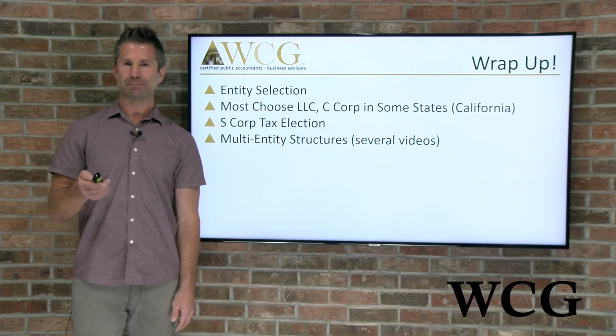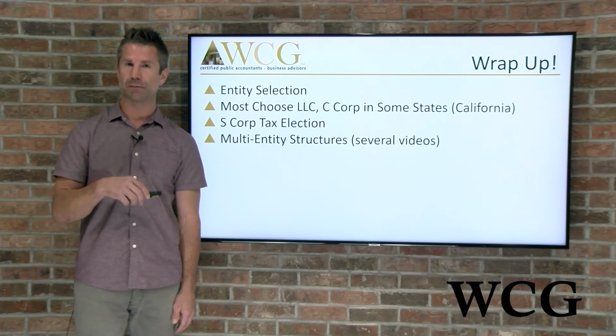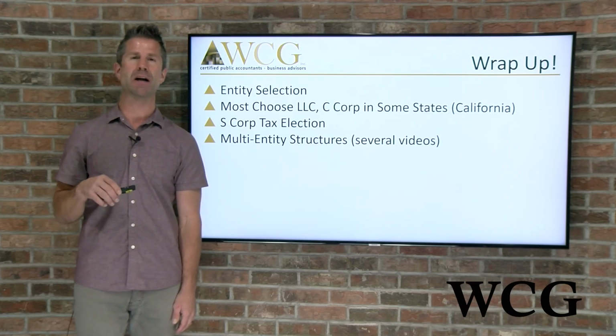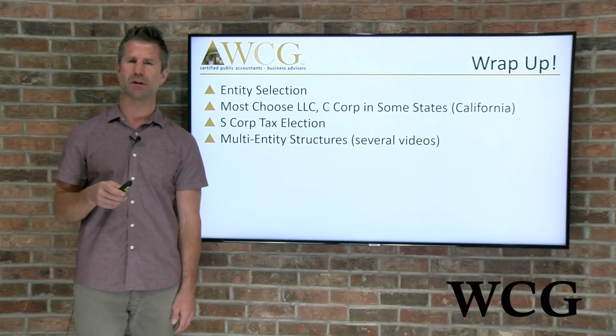We're going to wrap it up. Entity selection is a big deal. As we said, sometimes you have to be a C Corp. Most often people jump out of the gate with an LLC. As we said, S Corp elections, we've already talked about that. That's going to reduce taxes in different forms.